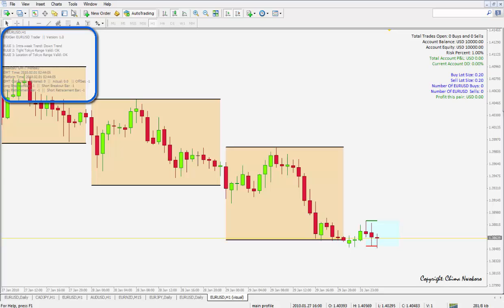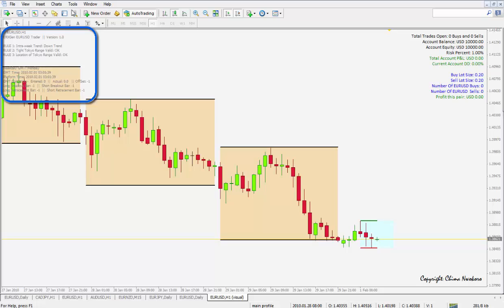The 3 rules of the ERXGen Breakout System, and then additional information around the current day, weekday, the GMT time, the platform time, the GMT correction time entered, long breakout bar, short breakout bar, long retracement bar, short retracement bar. Again, just information for the trader.